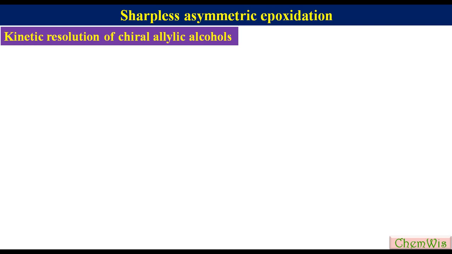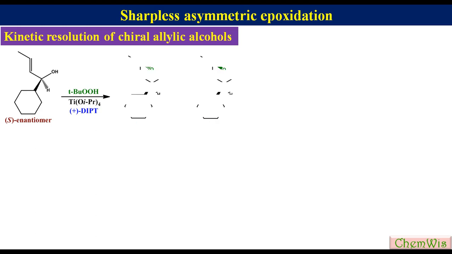Kinetic resolution of chiral allylic alcohols. The rate of epoxidation of two enantiomers of an allylic alcohol is different with a chiral ligand. And also the rate of epoxidation of a chiral allylic alcohol is different with the two enantiomers of the chiral ligand. For example, if we allow the S enantiomer of cyclohexyl butenol to react under Sharpless condition in the presence of plus DIPT, it gives a mixture of diastereomers A and B.